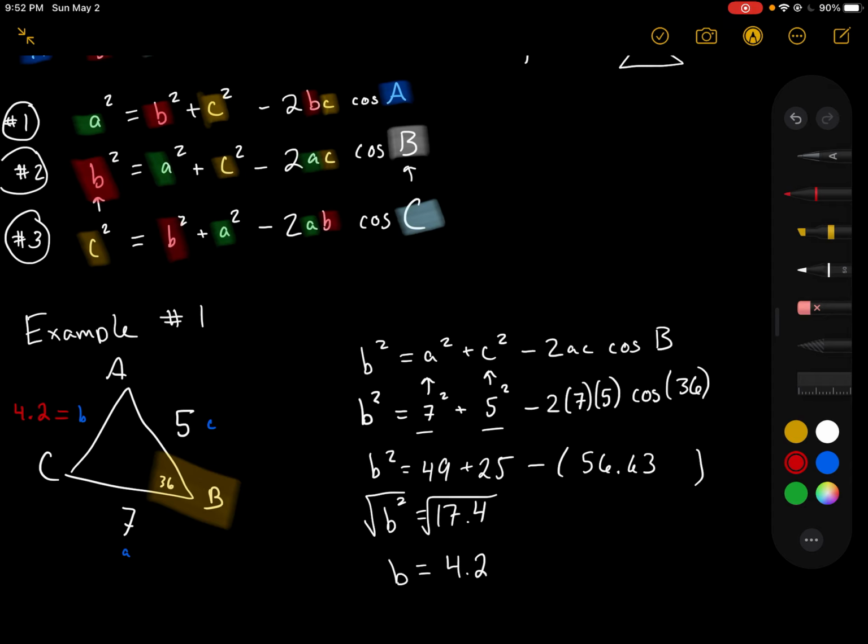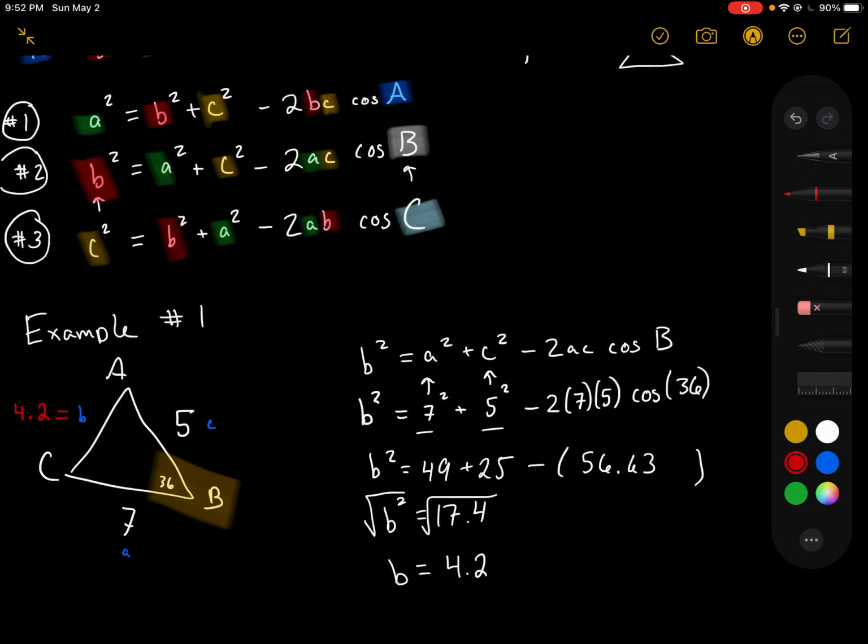Now your question might be, okay, what's next? How do we solve for these other two angles? Well, you actually have some choices here. Because we have all of the sides, if you'd like to, you can use law of cosines again. This time you could plug in everything except for the big angle A or the big angle C.